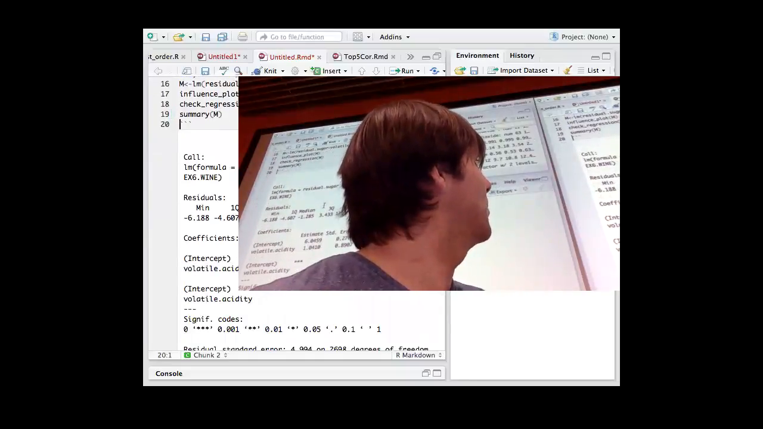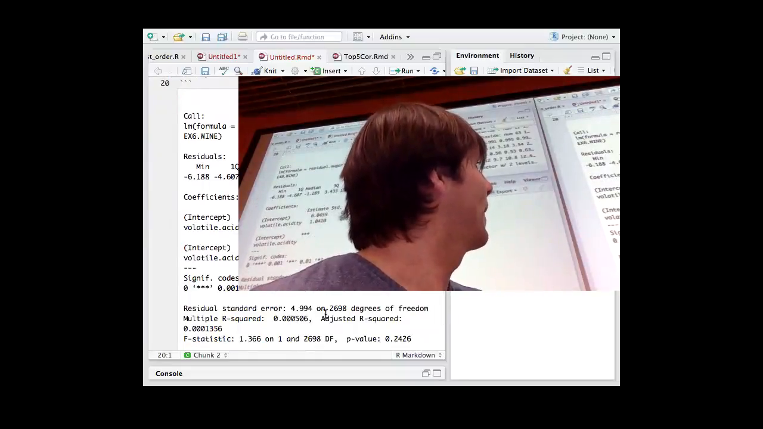And p-value, p-value, p-value, multiple r squared. Why am I not seeing p-value?